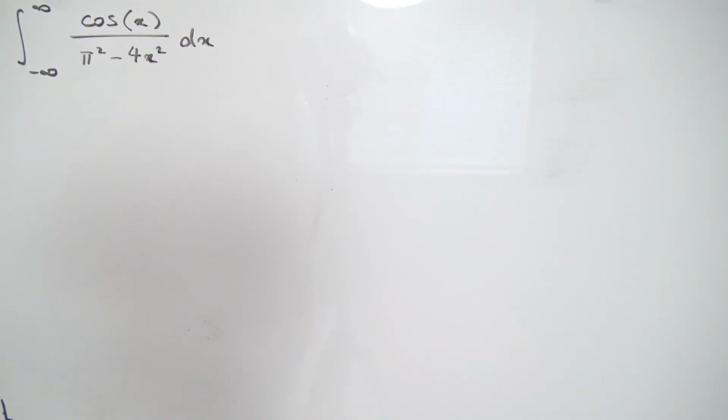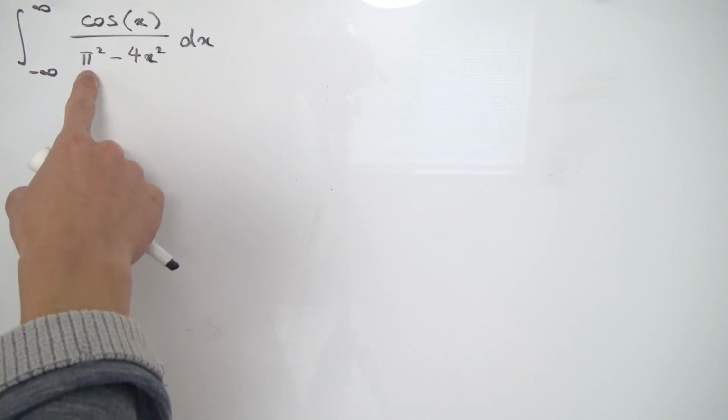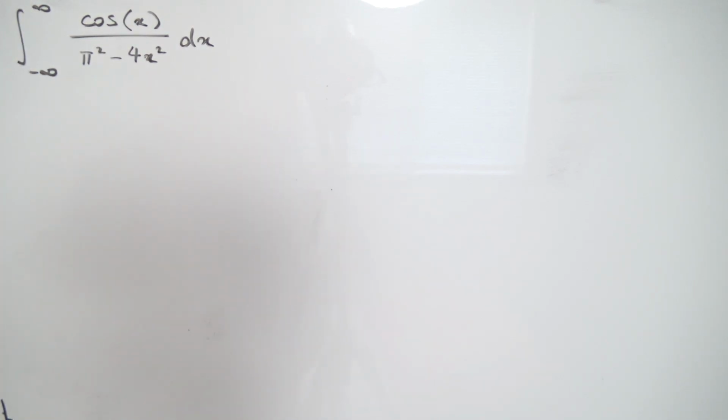Alright, welcome back everybody, and today we're going to be using some complex analysis to evaluate this improper integral right here, from minus infinity to infinity of cosine of x over pi squared minus 4x squared. So this is a bit of a weird function to integrate, but it turns out that this integral works out quite nicely in the end.